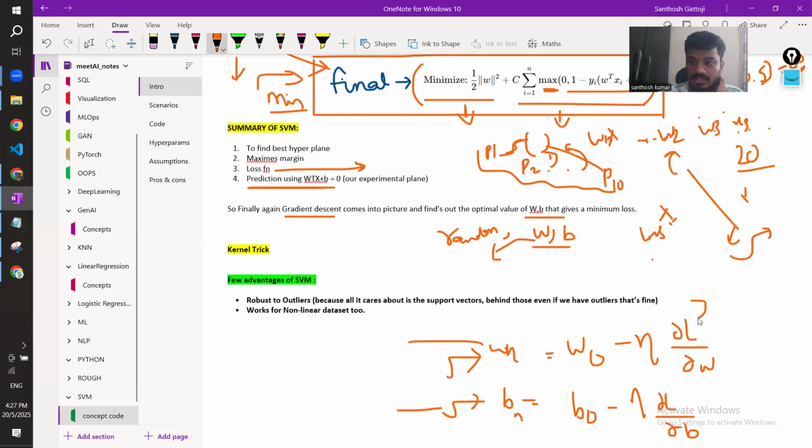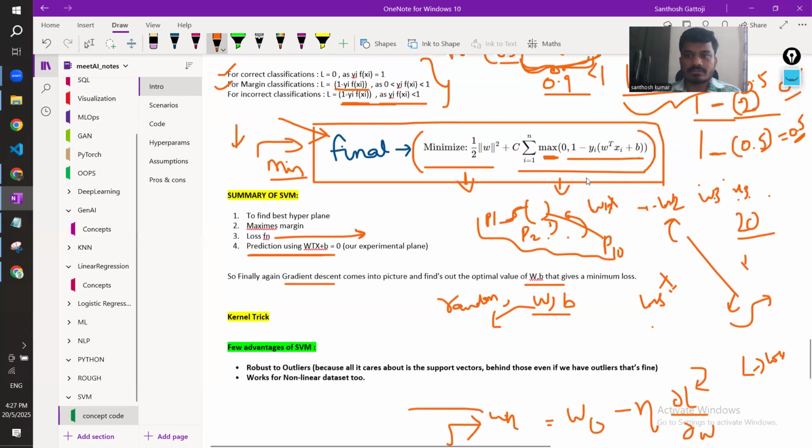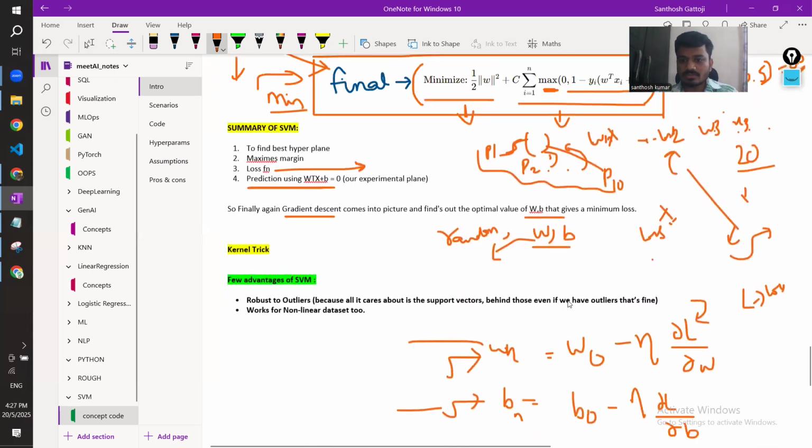But to do this, you need this L. L is what? L is my loss function. So that's why we want this loss function. That's why we derive this loss function. Now, since we have this loss function, we'll just give this to gradient descent, so it can calculate this derivative.